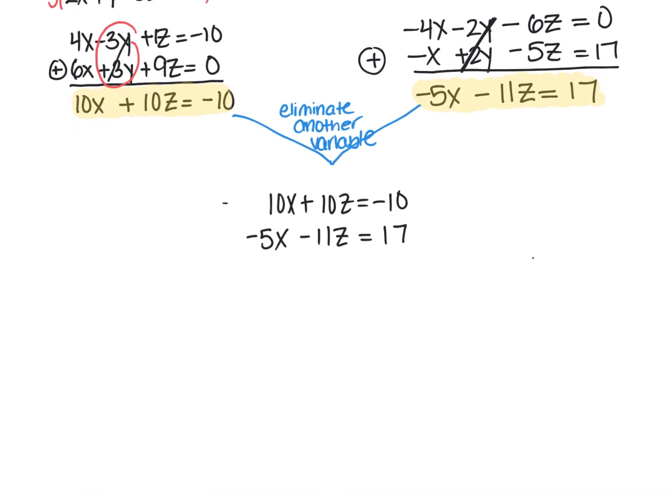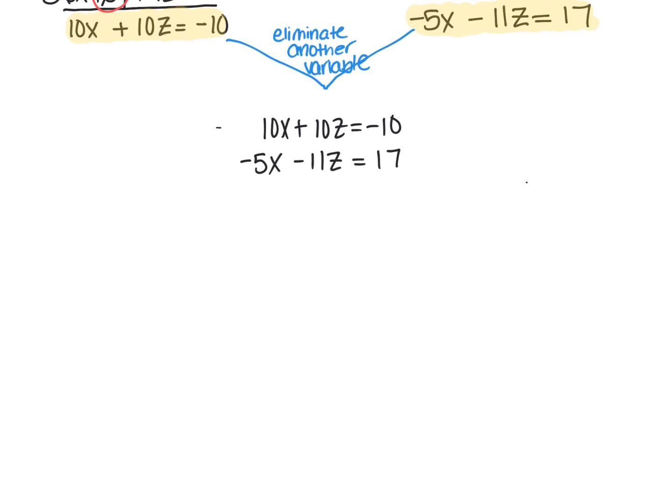So it doesn't matter which variable you eliminate, we just have to choose one. So I'm going to try to eliminate the x's because I know I can multiply 5 by 2 and that'll give me 10. And these would be more challenging to eliminate. So if I multiply by 2, let's rewrite the top. So 10x plus 10z equals negative 10. And let's eliminate by multiplying. So 2 times negative 5x is negative 10x. 2 times negative 11 is negative 22. And 2 times 17 is 34.